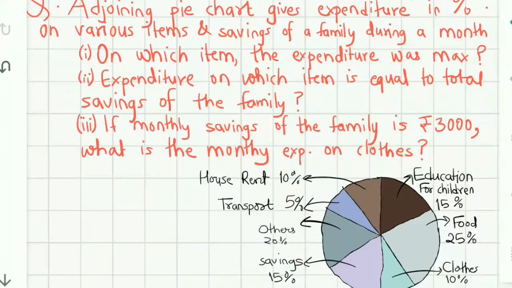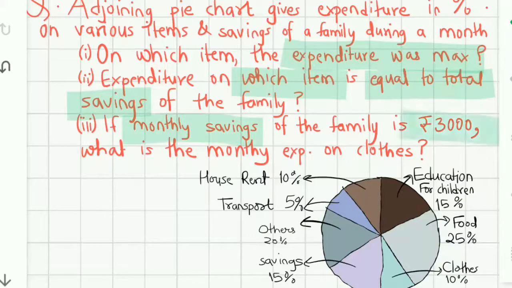This pie chart is giving the expenditure in percent on various items and savings of the family during 1 month. Questions are, on which item the expenditure was maximum? This is what we have to find. Then expenditure on which item is equal to savings of the family. Then, if monthly savings is rupees 3,000, then we have to find what is the expenditure on clothes.